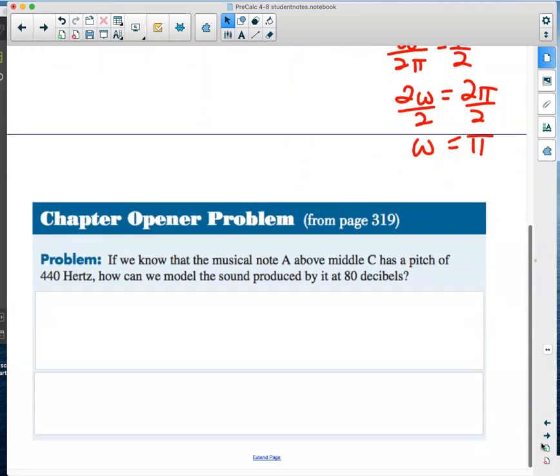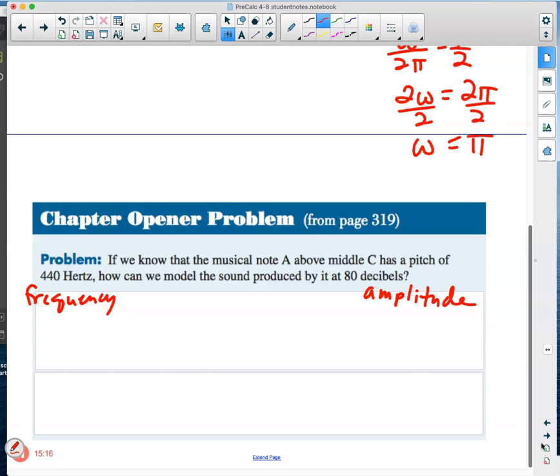Now the chapter opener asked us about this, and obviously that was way too early for us to be saying that we know what we're doing. This is talking about hertz and sound and everything, so now let's take another look at it. If we know that a musical note A above middle C has a pitch of 440 hertz, how can we model the sound produced by it at 80 decibels? Well, first we have to make the connection. 440 hertz, that's actually the frequency, so where you turn the dial to. And 80 decibels, that's the amplitude, because that's the sound it's making. Decibels measure the intensity of the sound.